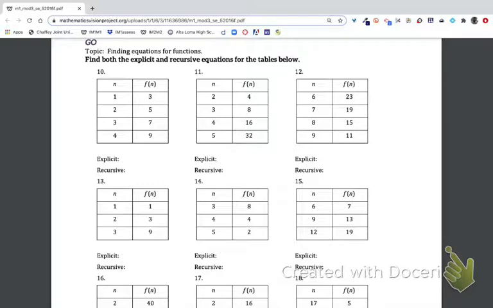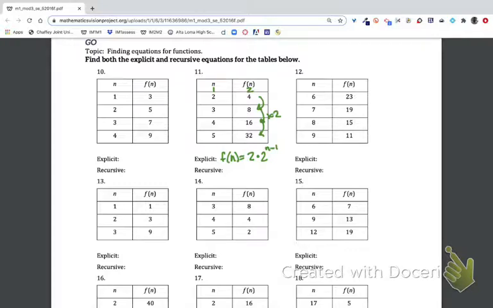And in the Go section, here are those wonderful explicit and recursive equations. Looking at number 11, for the explicit, I need f of 1. So I need to get the pattern down. That's 4 to 8, 8 to 16, 16 to 32. So we're multiplying by 2, which means that my first term would have been 2, and continuing to double on. So then we would say that f of n equals f of 1 times the common ratio to the power of n minus 1.